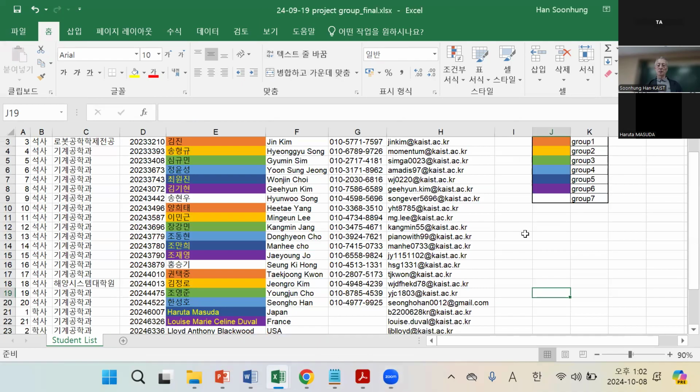Team will be seven groups. We start from team one today. So I hope so for group four. Each team will have 90 minutes, right? So you can use say 10 minutes for student and 10 minutes for Q&A.